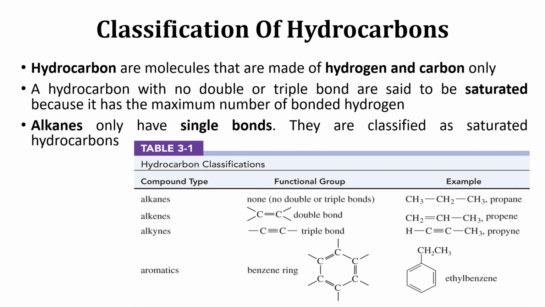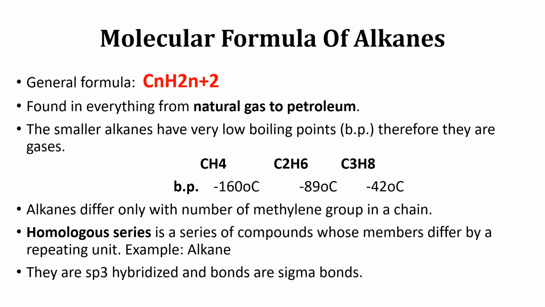A hydrocarbon with no double or triple bond is said to be saturated because it has the maximum number of bonded hydrogen. Another way to describe alkane then is a class of saturated hydrocarbon. Molecular formula for alkane. The general formula of alkane is CnH2n+2. Alkanes are found in everything from natural gas to petroleum. The smaller alkanes have very low boiling points, therefore they are gases.